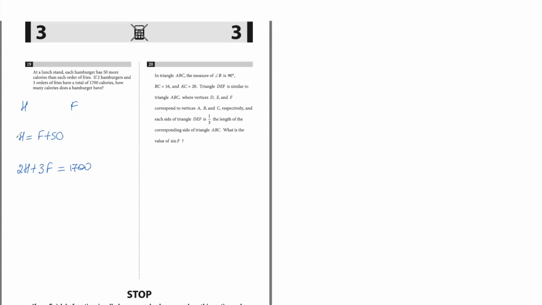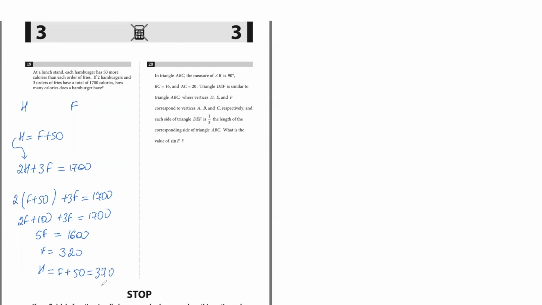So we are going to use the substitution method. Look, 2 times, instead of h, I'm going to write (f plus 50) plus 3f is equal to 1700. Okay, 2f plus 100 plus 3f is equal to 1700. 2f plus 3f is 5f is equal to 1700 minus 100 is equal to 1600. So f is equal to what? 320. What do they ask for? How many calories does a hamburger have? Hamburger is f plus 50. So f is 320 plus 50, it's like 370.